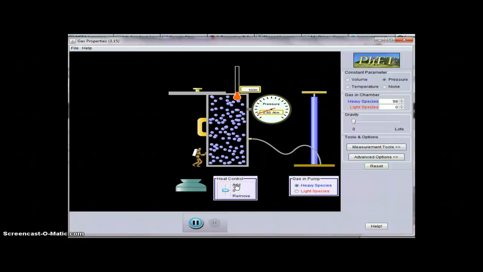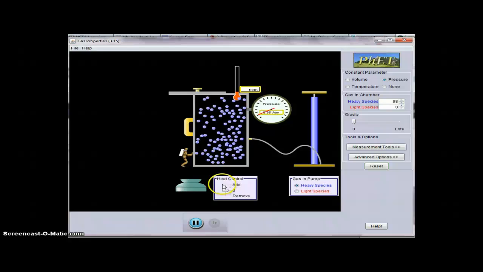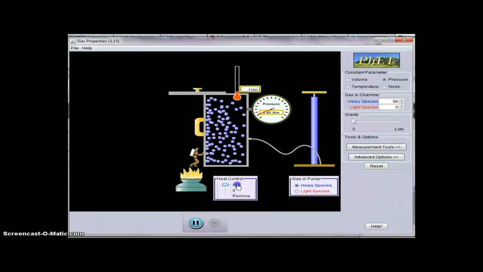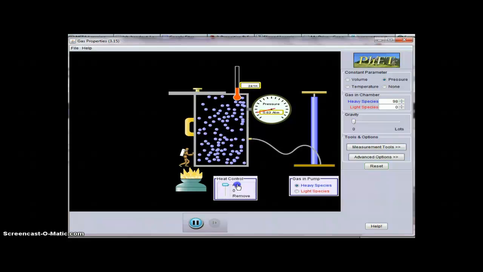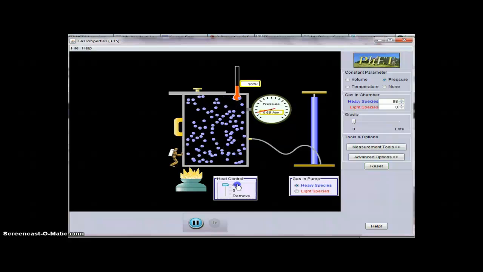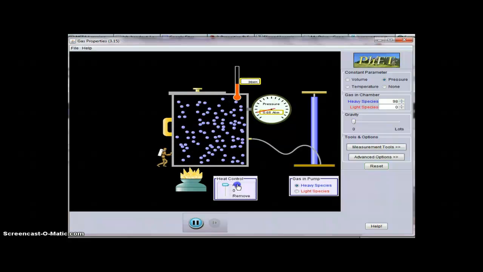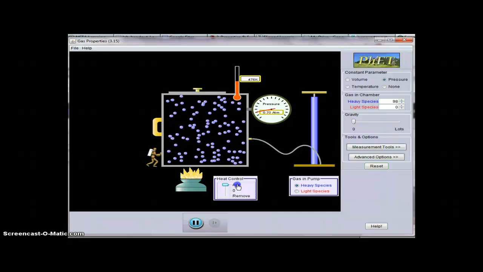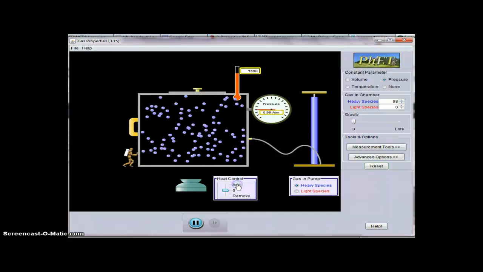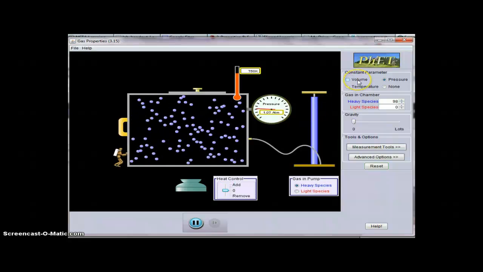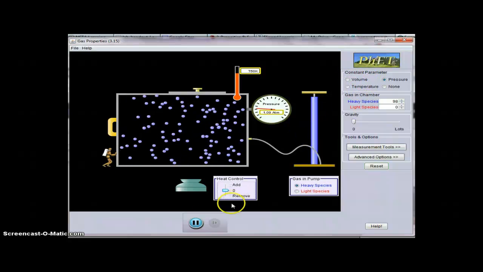Now if we would like to see an increase in the volume, we would need to increase the temperature. So if we make these molecules move faster, you see that the volume of the box starts to increase. The little scuba man starts to move the box so the molecules have more room to move around. So just make sure you keep that in mind when you're thinking about Charles' law and volume and temperature relationships.